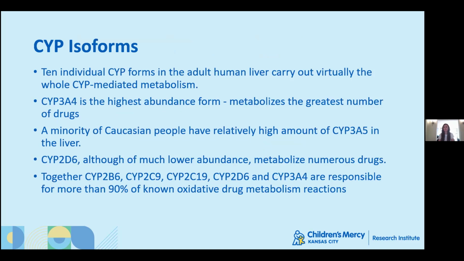There are 57 different CYP isoforms, but of all of those, really only about 10 individual CYP isoforms carry out the vast majority of CYP-mediated metabolism. CYP3A4 is the highest abundance isoform. It's going to metabolize the greatest number of drugs. On the flip side, CYP3A5 is pretty minimally expressed in most of the population, but in a minority of the Caucasian population, you will find relatively high amounts of CYP3A5 expression.